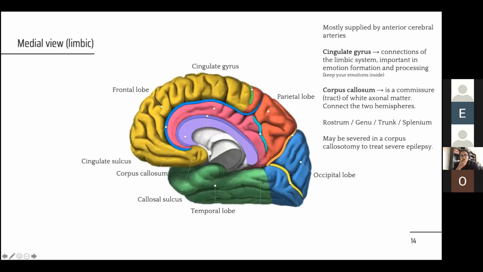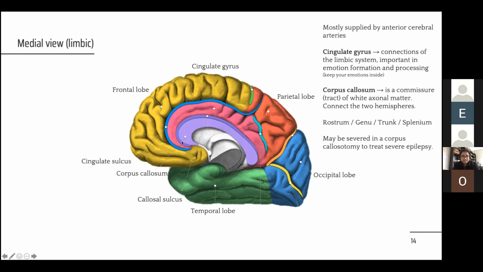All right, so looking from a medial view, the things that you can see here, you've got the frontal lobe in yellow, parietal lobe in orange, and then the occipital lobe, temporal lobe down here. When you're looking from a medial view, you start to see the cingulate gyrus. The only thing you need to know about the cingulate gyrus is that it's important for emotion processing. The way I used to remember it is that you keep your emotions inside. So the cingulate gyrus is inside the brain.